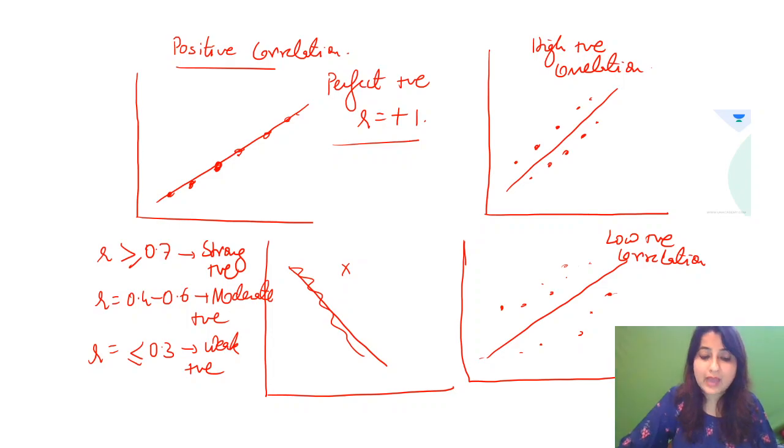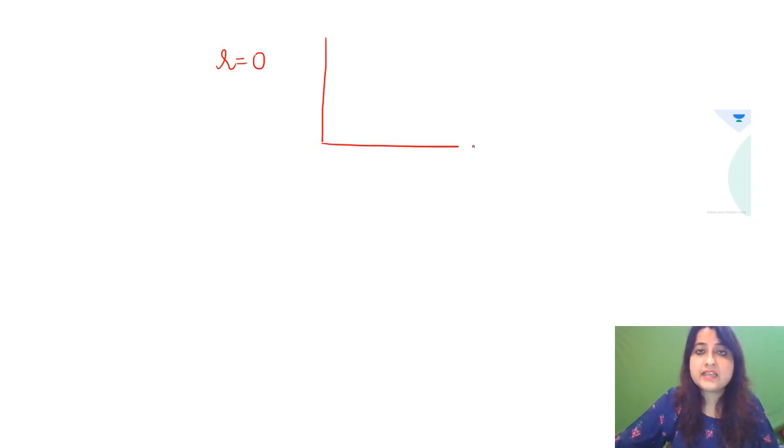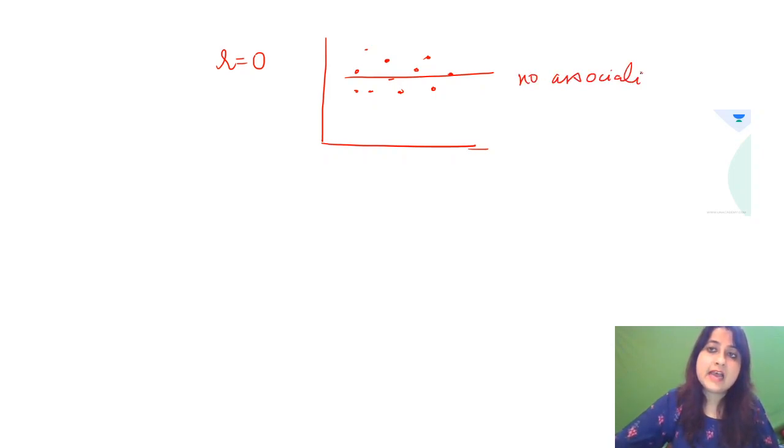Okay, so remember the values of R also. Then if R is equal to 0, what does it mean? It means no association between two quantitative variables. If I draw a line like this, it's a straight line, there is no association. Alright, now let us see the negative association.